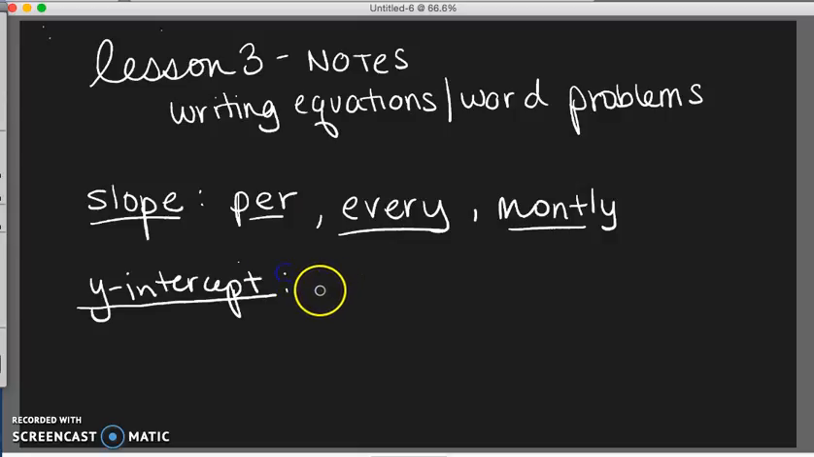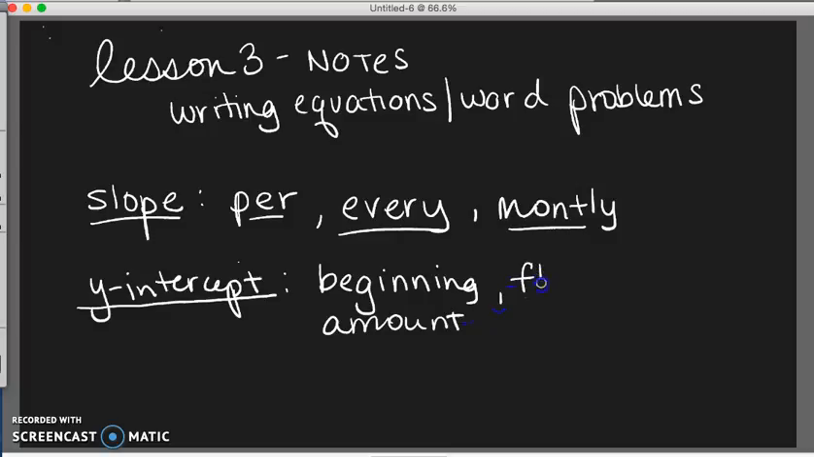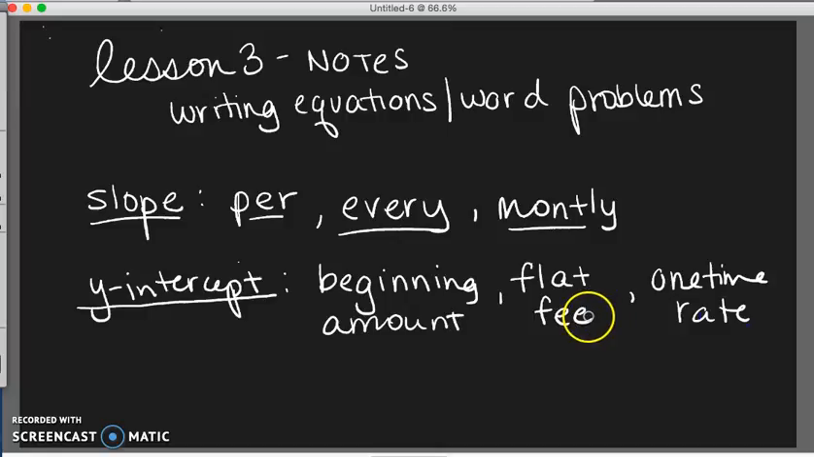The y-intercept is the point that crosses the y-axis, and since it's a word problem, your y-intercept is going to be your beginning amount. It also can be a flat fee, or a one-time rate. There are others, so these are just a few. If you don't see these words, try to think, is there another word that means something like this? So let's start looking at the first example.